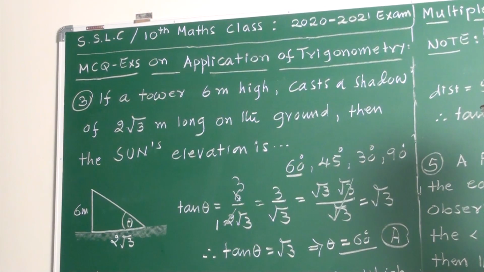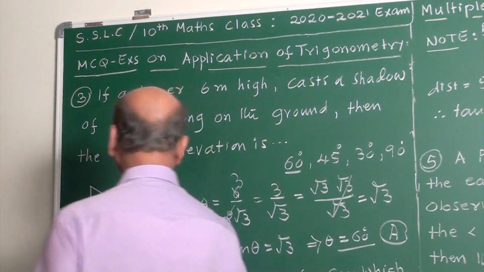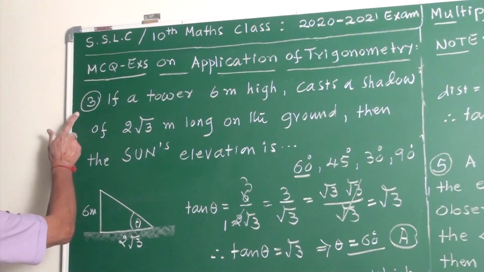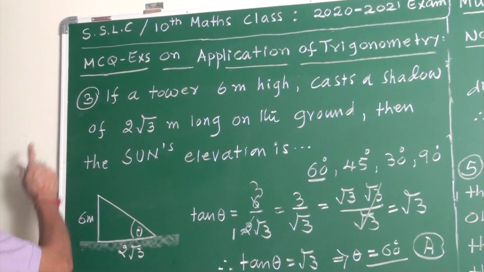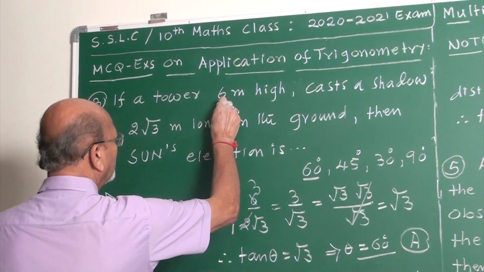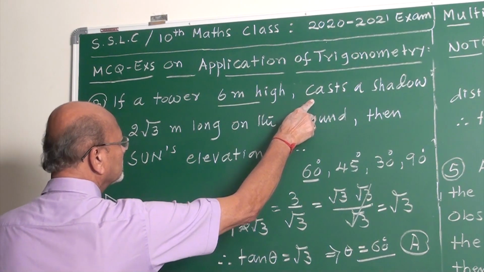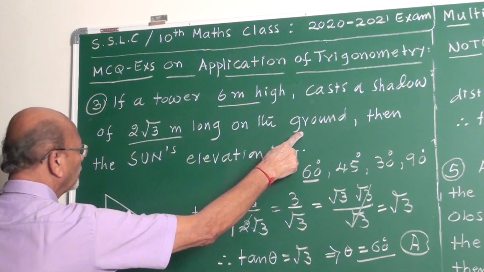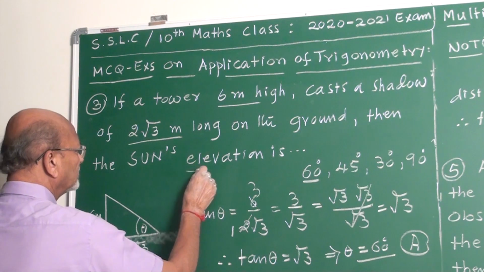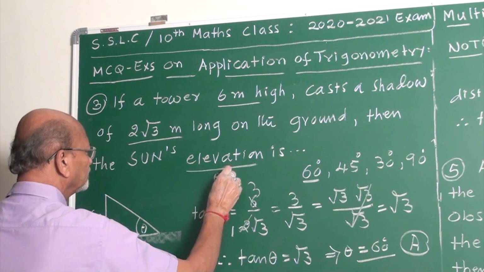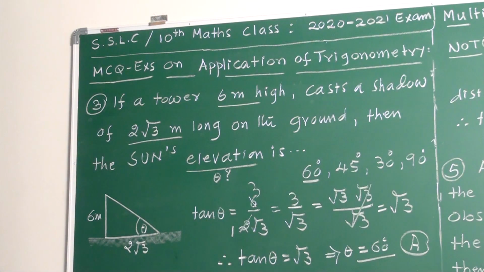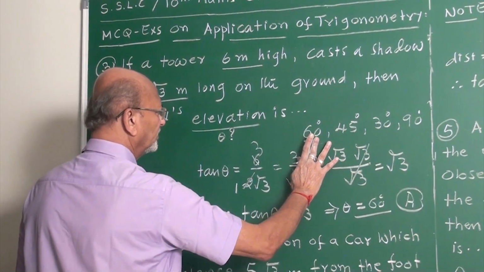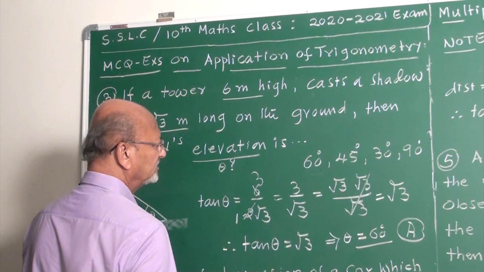My friends, another 2-3 examples. I have done 2 examples, very simple, directly from angle of elevation, how to find angle of depression. This is the 3rd example. If a tower 6 meter high casts a shadow 2 root 3 meter long on the ground, then the sun's elevation, angle theta, is? The options are 60 degrees, 45 degrees, 30 degrees, 90 degrees.